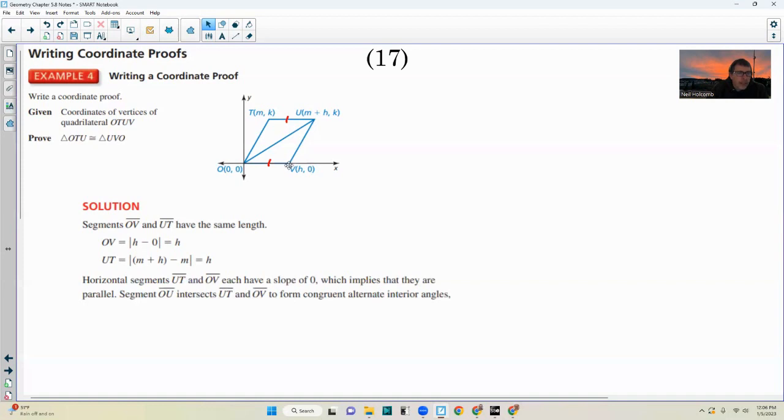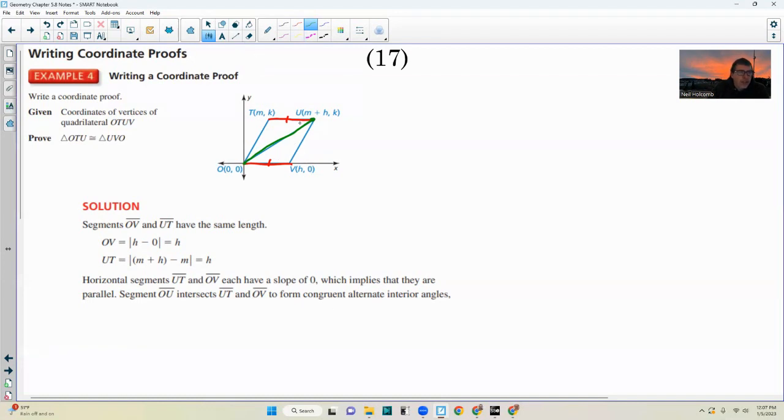Let me think about that again. Segment OU, the diagonal, intersects UT and OV. Yeah, that's right. So what they're saying here is, here's UT, here's OV, the diagonal OU intersects both of them. It intersects at the vertices here and here to form congruent alternate interior angles.